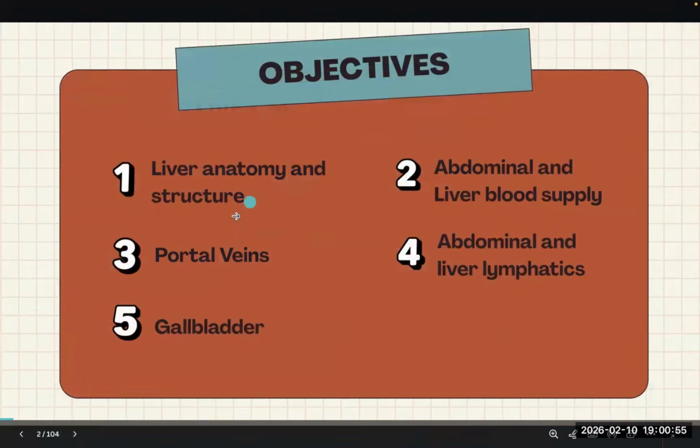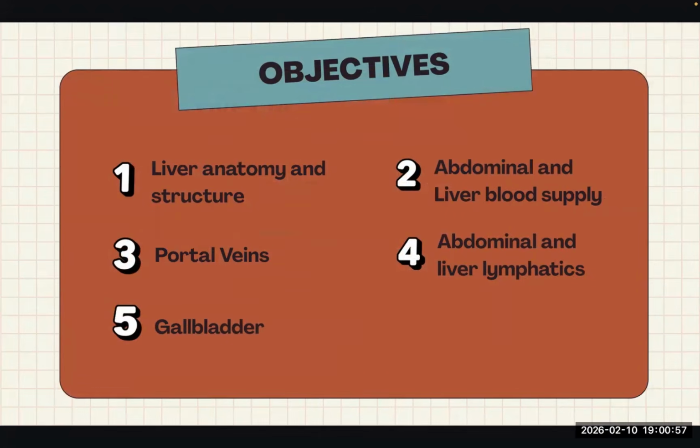Okay, so we're going to be talking about the liver anatomy and the structure. Then we're going to move on to the blood supply. We're going to talk about the portal veins, and then some of the lymphatics, and we're going to end with the gallbladder. But before we do all that, I want to make sure that you know the basics of everything, and the embryological developments.